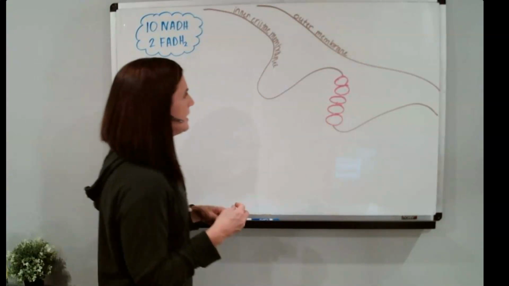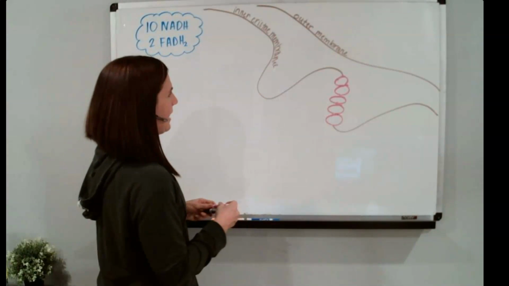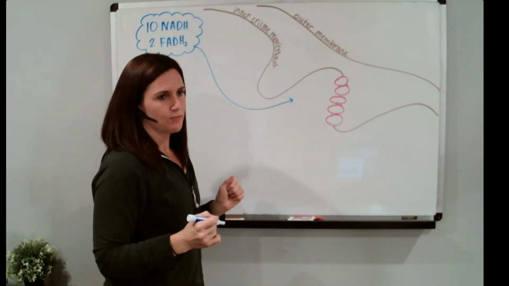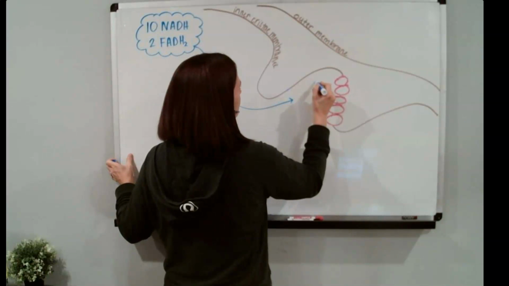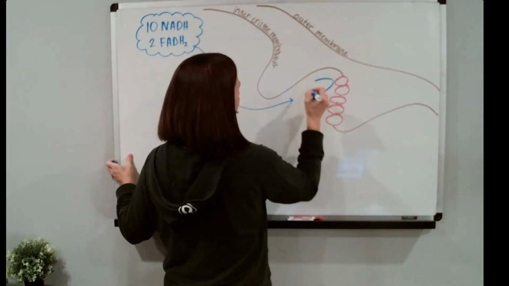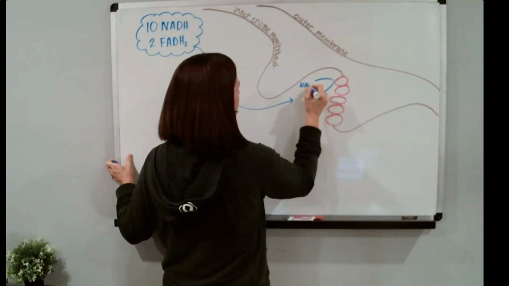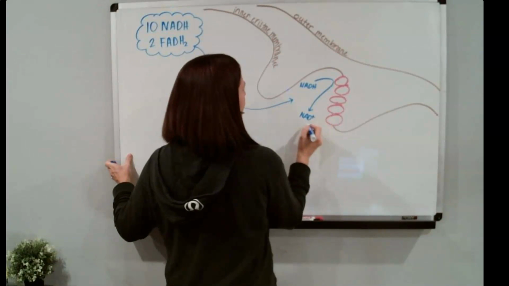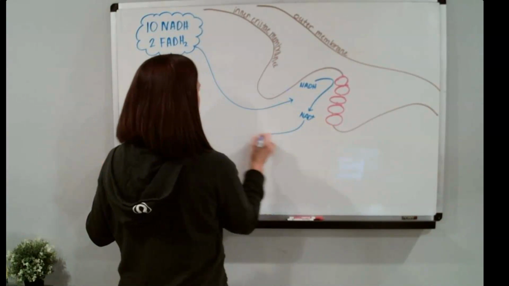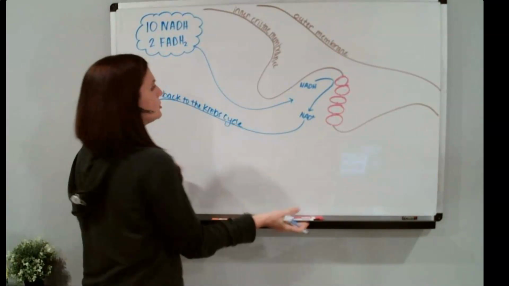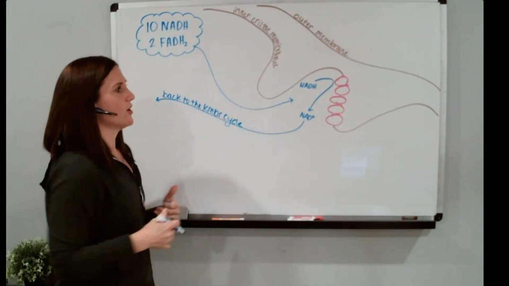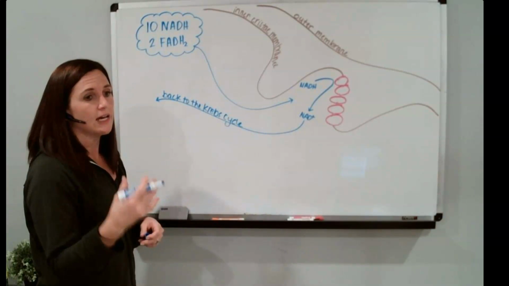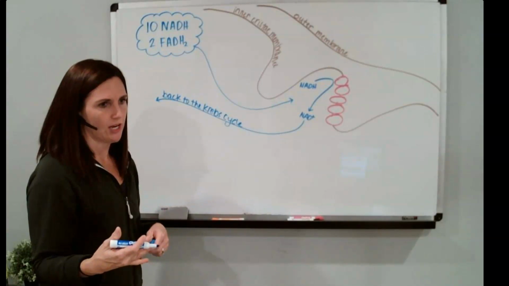So what's going to happen is our NADs and FADs are each going to travel over to the electron transport chain, and they are going to drop off an electron. So this is NADH here. It becomes NAD plus. And now this NAD plus is going to go back to pick up more electrons. So NADH at this point has done its job. It has dropped off its electron at the electron transport chain.